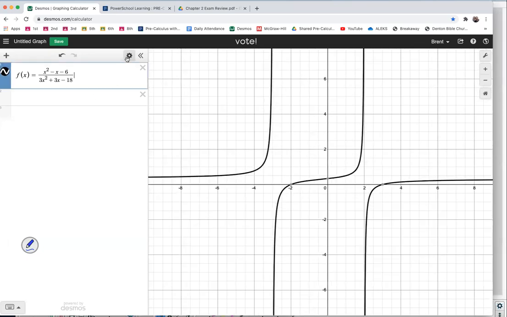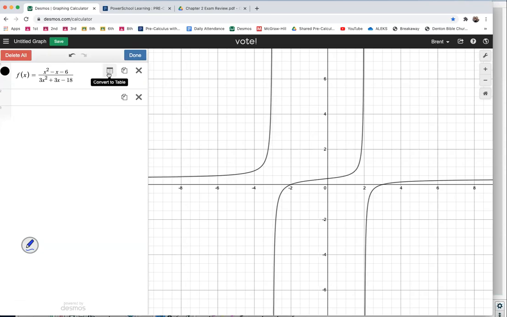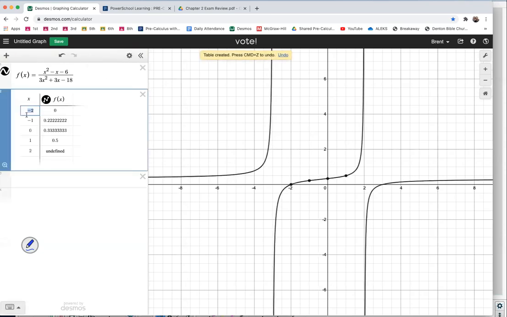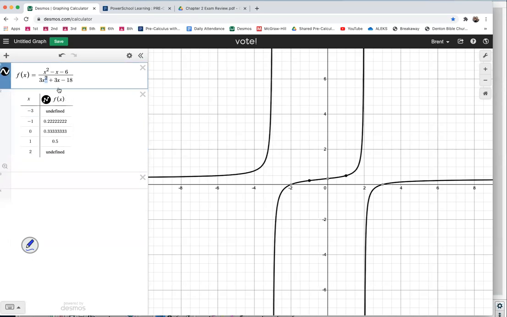The way to check it is if you hit the little gear and you hit the table, convert to table right there. We're going to try at -3. Does it say undefined? Yes. And at 2, does it say undefined? Yes. Those are our breaks. It can't have any more because it only has 2 powers on the bottom.